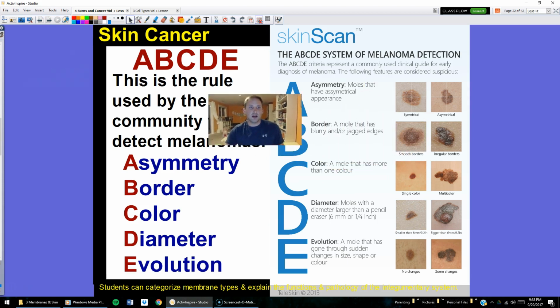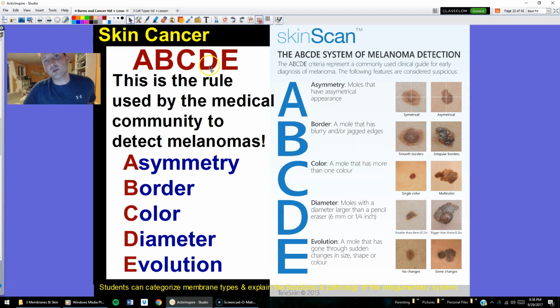Okay, so the rule that is commonly used is the ABCD rule. Sometimes the E is added, and I've added it here. Also known as, you look at these cancers and you say, hey, is this mole, if you will, the beginning of a tumor in some cases? Is it asymmetrical on both sides, or is it symmetrical? If it is asymmetrical, then it is more likely cancerous. If it has an irregular, blurry border, then it is more likely cancerous.